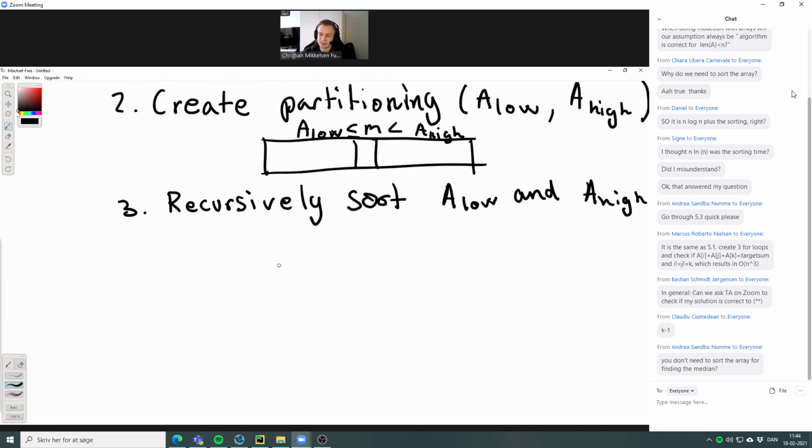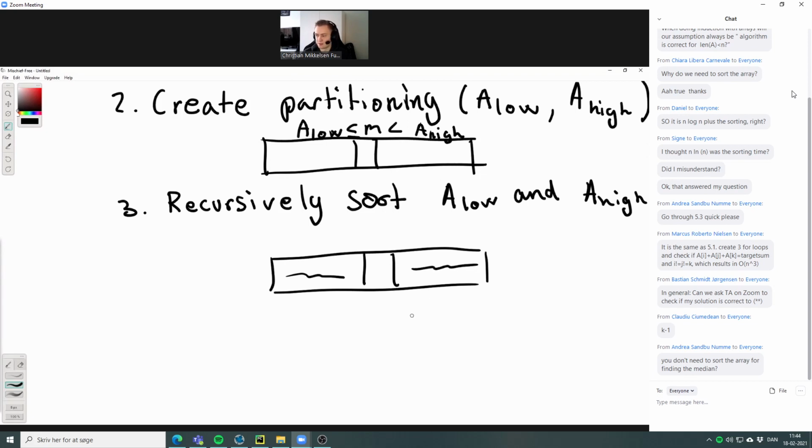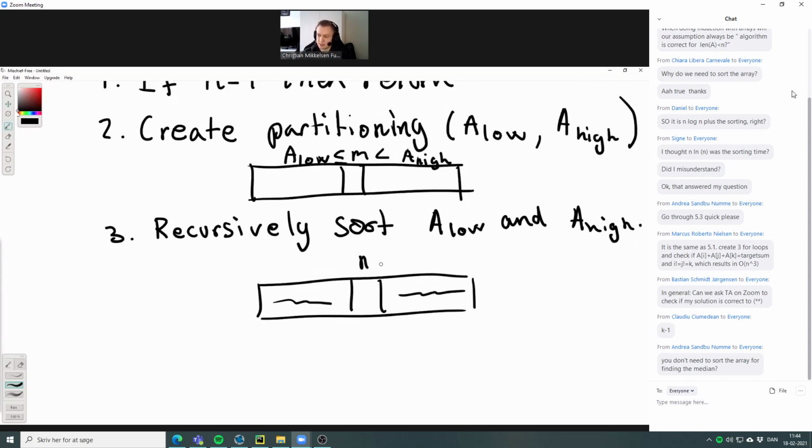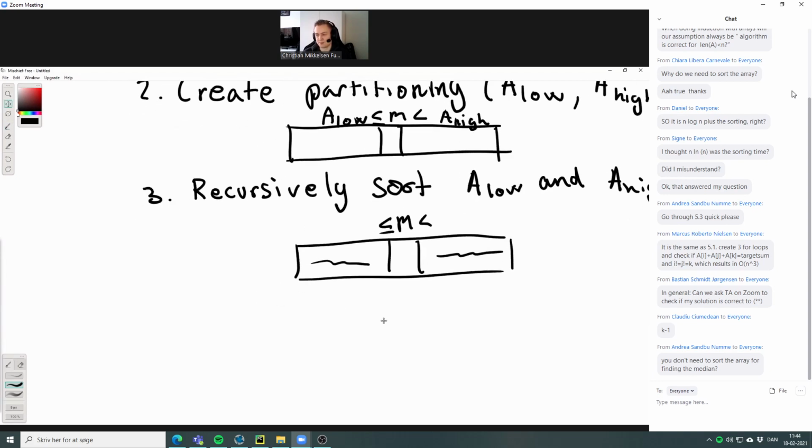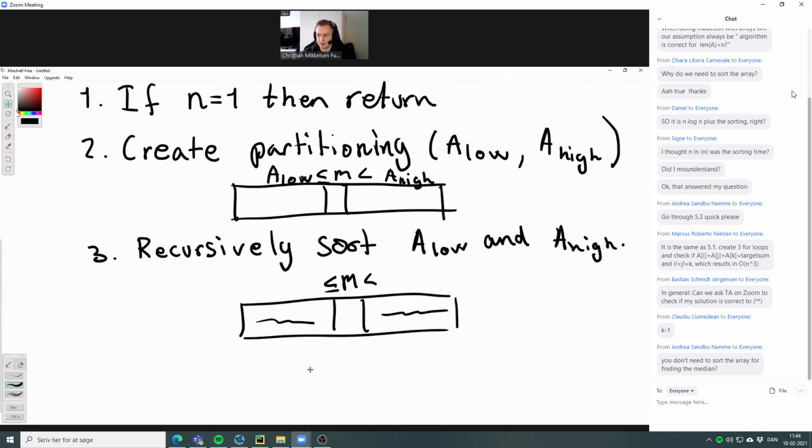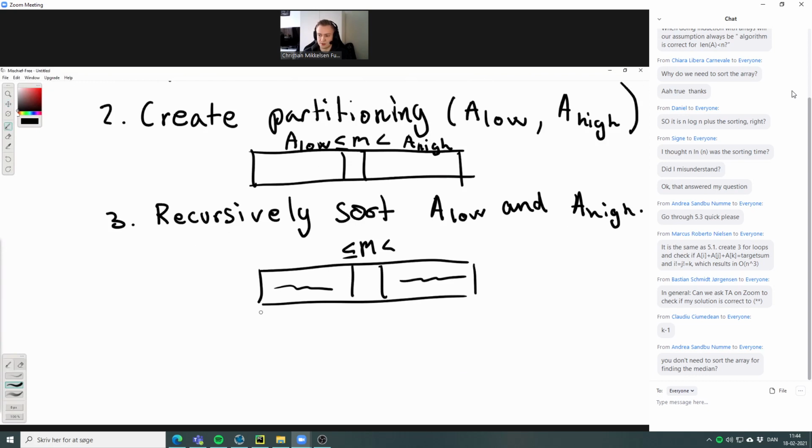Now, what will this give us? This will give us a new A low and a new A high, where everything to the left of this is sorted and everything to the right of this is also sorted. And because this property holds where everything here is greater and everything here is less, because this is also sorted, then we know that the entire array must be sorted. And that's all the steps there is to it. So once we're done with this third step, we know that the array must be sorted. So that is our algorithm.